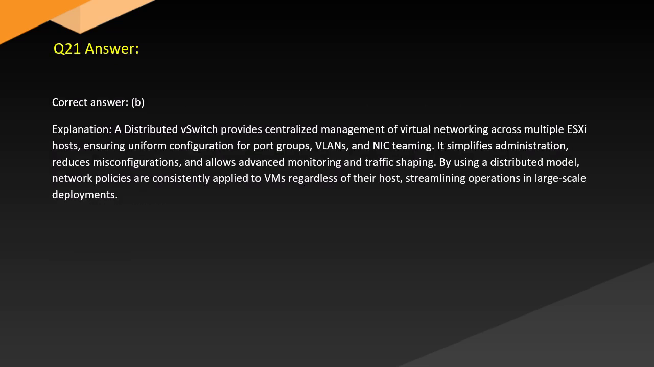Answer. Correct answer. B. Explanation. A distributed vSwitch provides centralized management of virtual networking across multiple ESXi hosts, ensuring uniform configuration for port groups, VLANs, and NIC teaming. It simplifies administration, reduces misconfigurations, and allows advanced monitoring and traffic shaping. By using a distributed model, network policies are consistently applied to VMs regardless of host, streamlining operations in large-scale deployments.